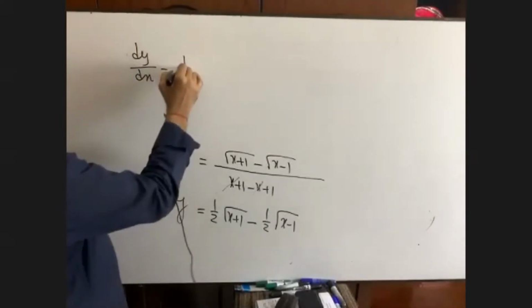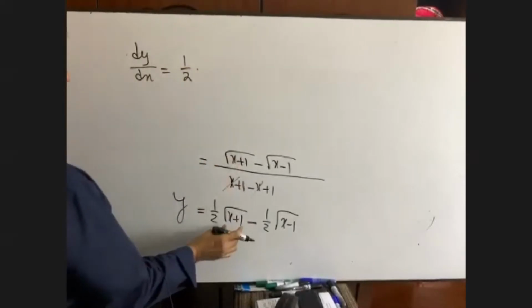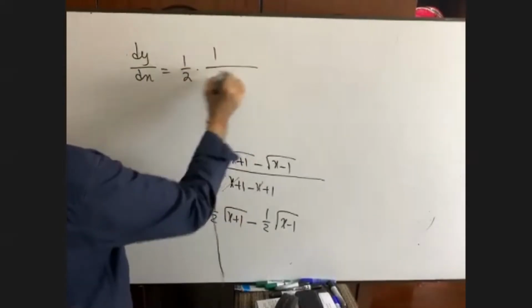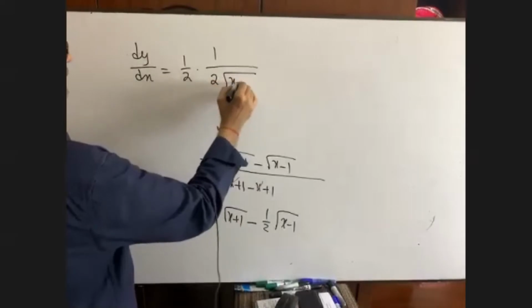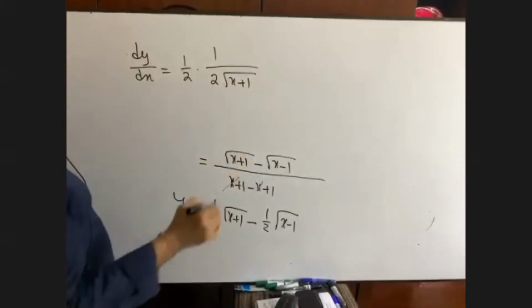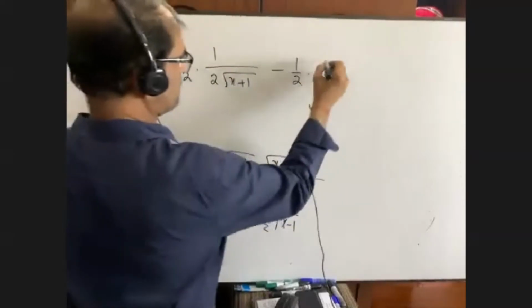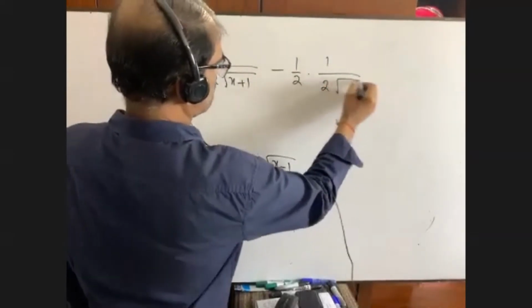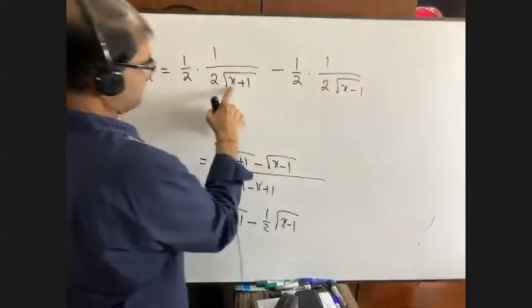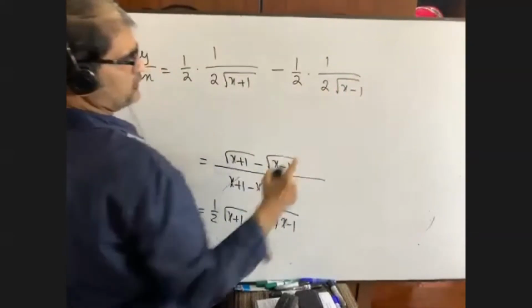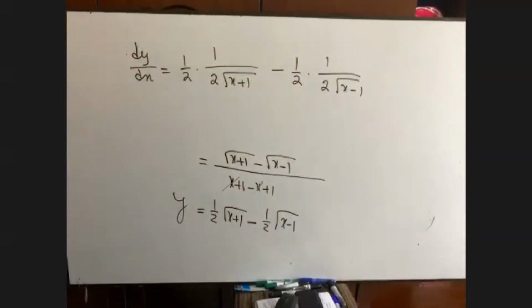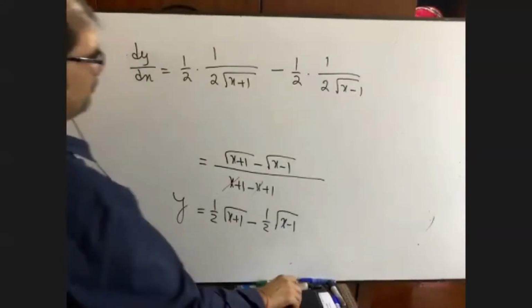It is half, as it is root x. Root x means what? 1 by 2 root over x. It is half root x. Root x means what? 1 by 2 root over x. As x is positive, so we don't have any minus sign. So our math is done, you know.